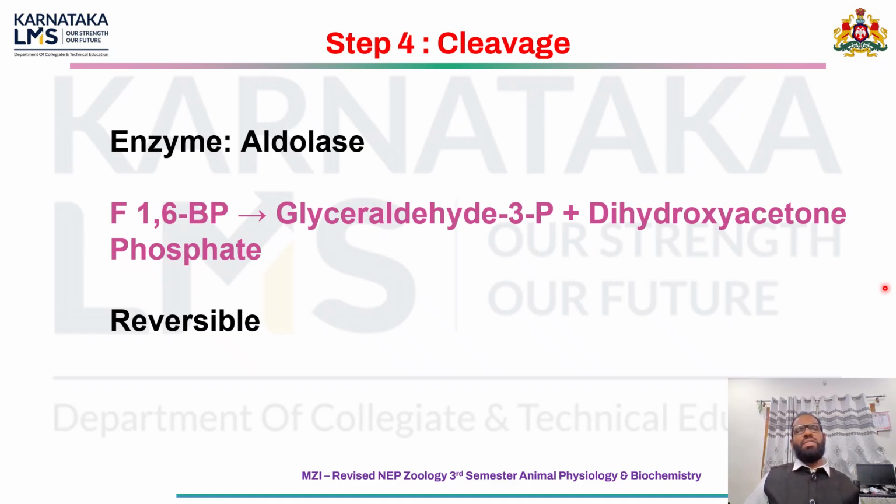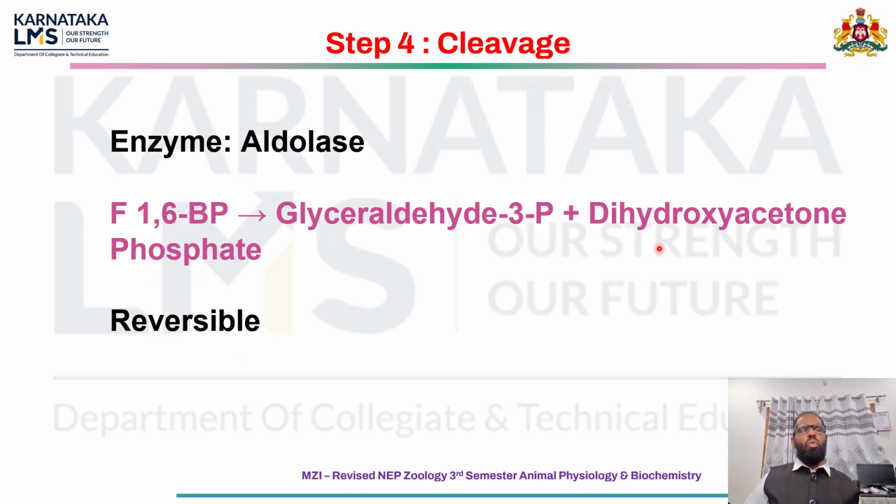And this cleavage is the breaking up of fructose 1,6-bisphosphate into two compounds. One compound is glyceraldehyde 3-phosphate, and the second is dihydroxyacetone phosphate. Both of these sugars have 3 carbon atoms. Glyceraldehyde 3-phosphate has 3 carbon atoms, and at carbon number 3 a phosphoryl group is present. In dihydroxyacetone, the phosphoryl group is present at carbon number 1.